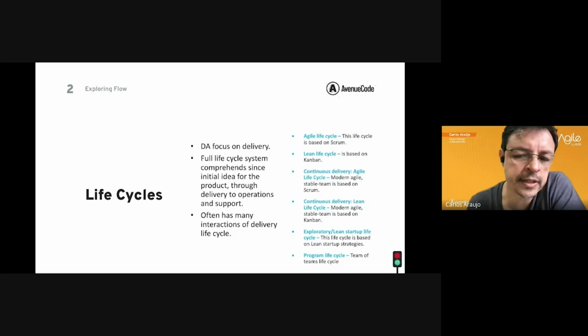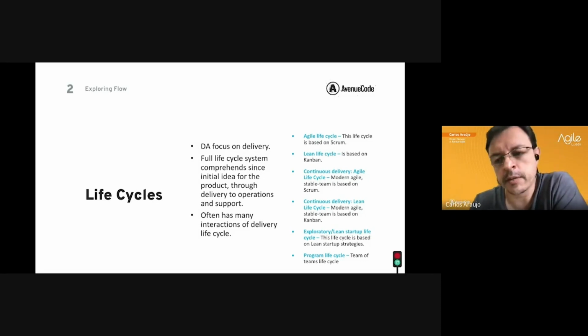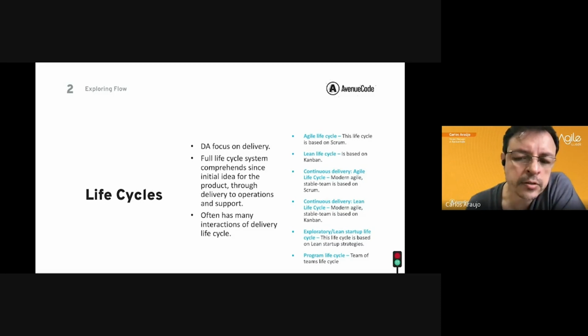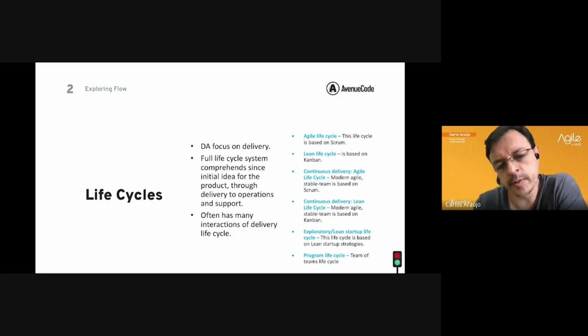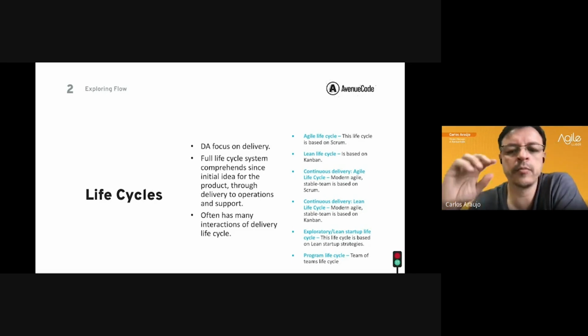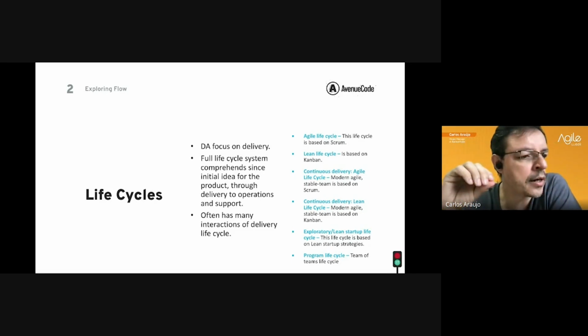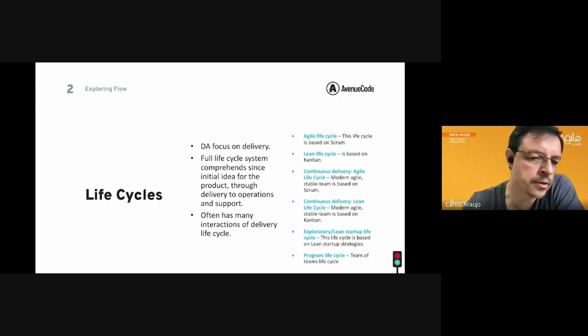We have the Agile life cycle, which is based on Scrum. The Lean life cycle is based on Kanban. We have a continuous delivery Agile life cycle, and also a continuous delivery Lean life cycle. One is based on Scrum, another on Kanban, but they have different flows to follow because different contexts require different approaches.